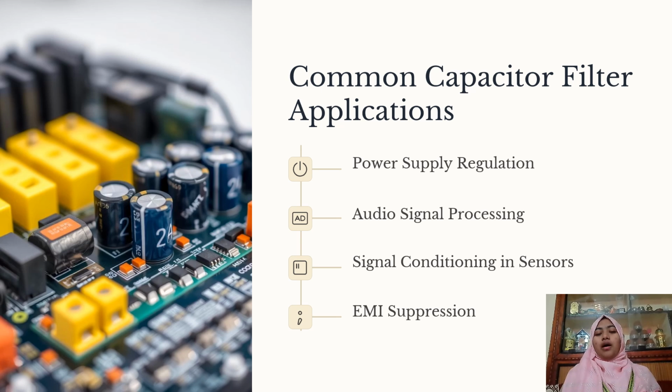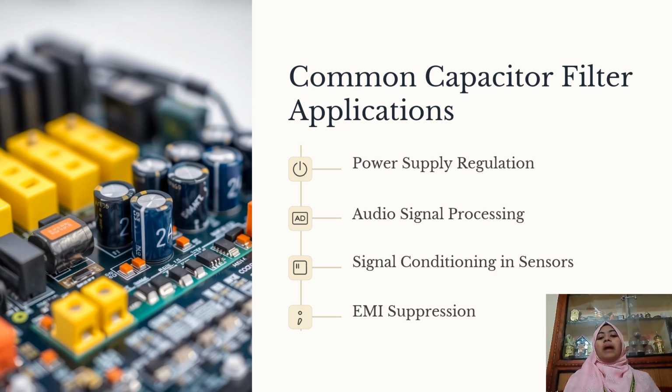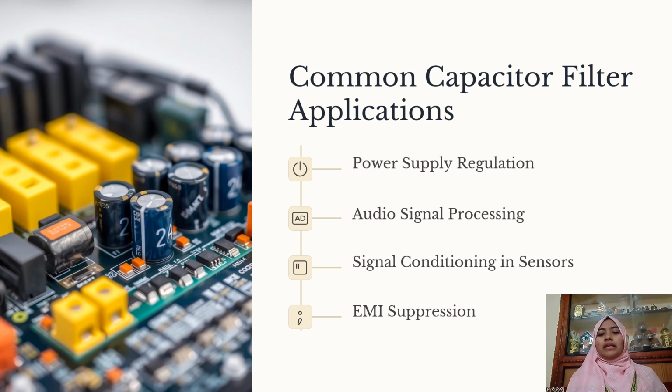We know that the main function of the capacitor filter is to pass signals. For power supply regulation, the capacitor filter is used to pass the power supply, and it also passes audio signals and signals in sensors. For EMI separation also we use capacitor filters. Nowadays these capacitor filters are used in many sectors: audio, sensors, EMI, power supplies. These are the major applications of common capacitor filters.